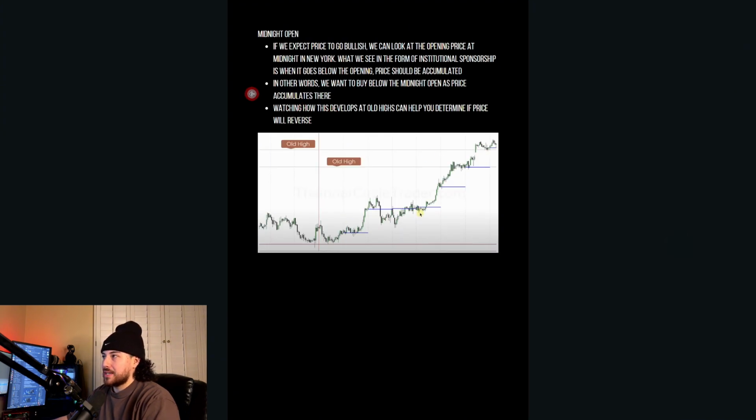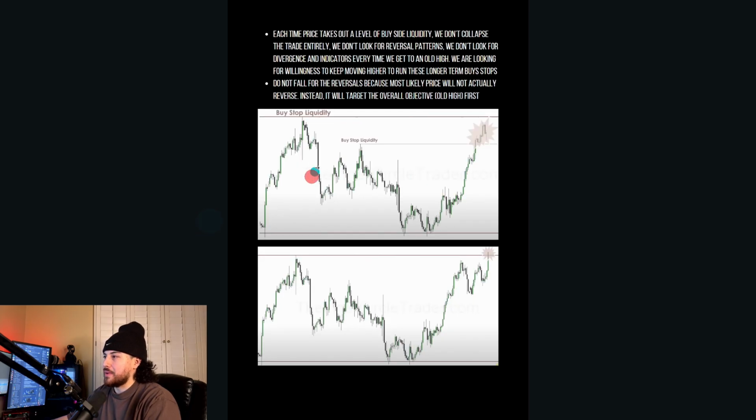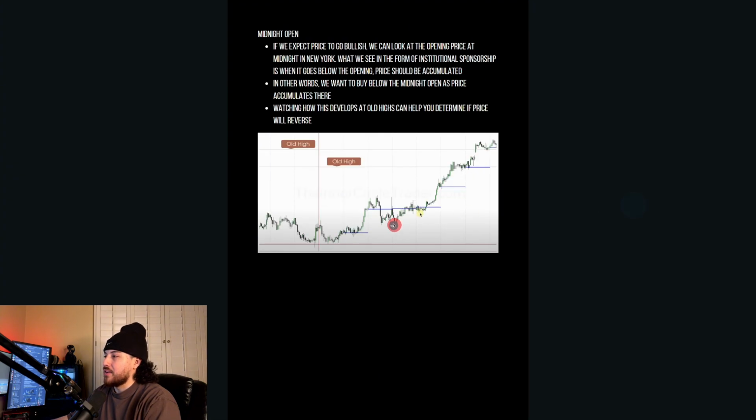Midnight open. If we expect price to go bullish, we can look at the opening price at midnight in New York. What we see in the form of institutional sponsorship is when it goes below the opening, price should be accumulated. In other words, we want to buy below the midnight open as price accumulates there. Watching how this develops at old highs can help you determine if price will reverse. So what he is showing here is if we have a bullish analysis or a bullish prediction, as we've been going over on these charts, if we anticipate price to keep going higher, once midnight opens, we want to look for long setups underneath the 50%. Sorry, not the 50%, the midnight open.